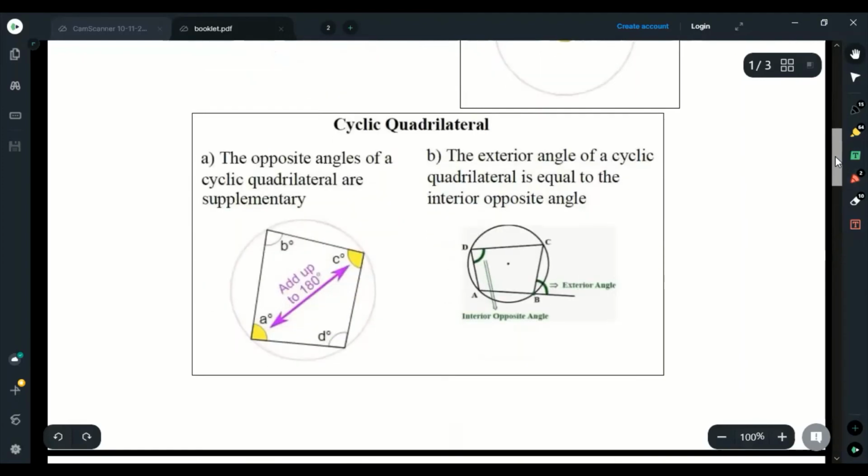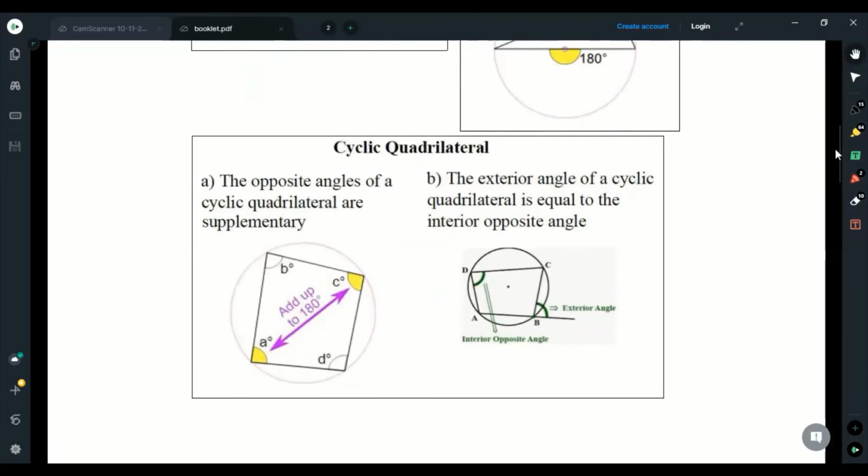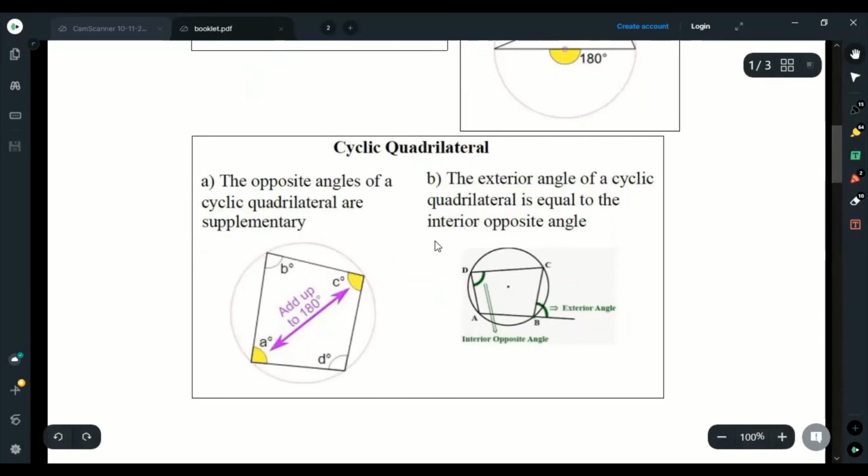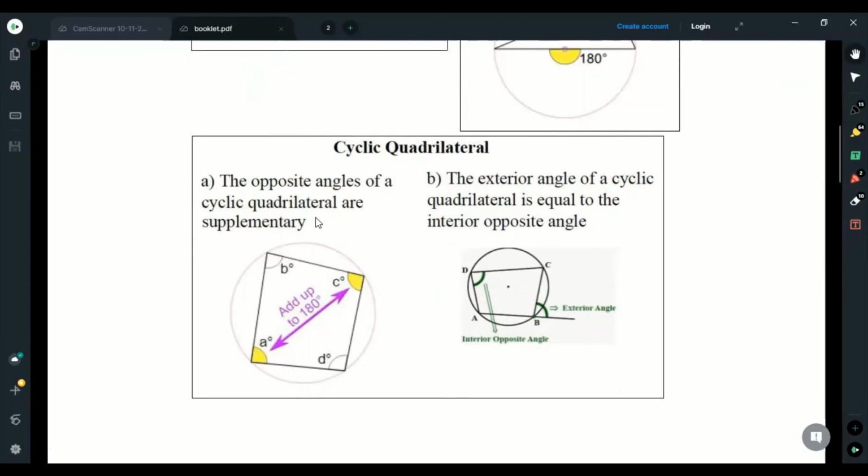Okay, now the last concept for this assignment is called cyclic quadrilateral. It says the opposite angles of a cyclic quadrilateral are supplementary. And what does supplementary mean? Have you ever heard that term before? Supplementary angles? Are you familiar with that term? It just means a straight angle, or in other words, 180 degrees. So whenever you hear the word supplementary, just remember it means 180 degrees.